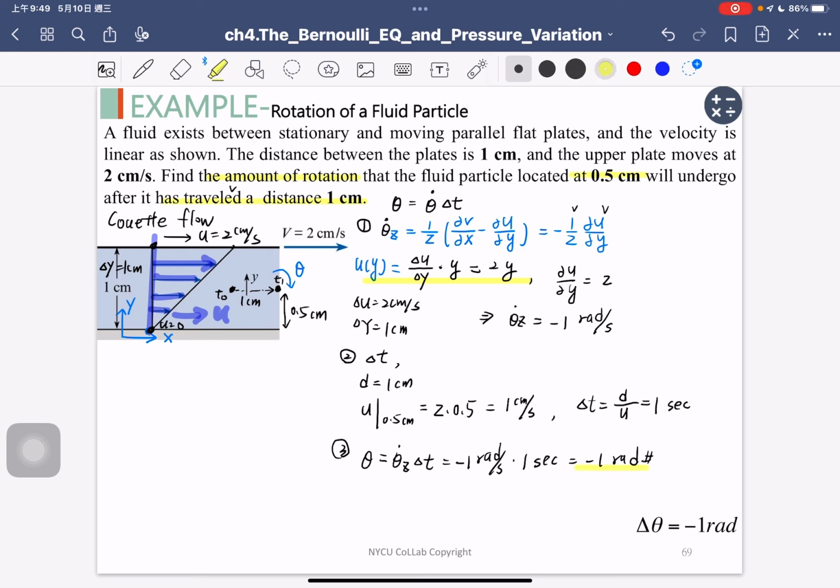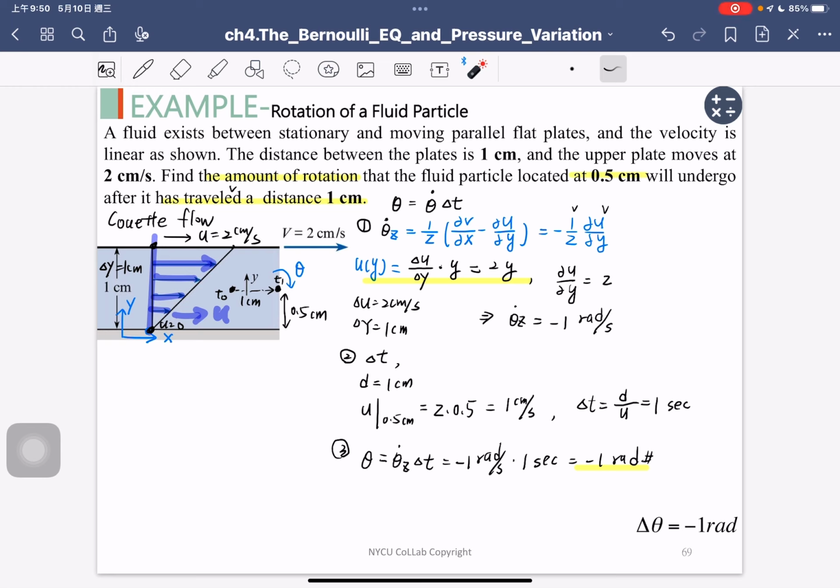At the location of 0.5 centimeters, when the travel distance is 1 centimeter, the fluid particle will rotate minus 1 radian. So do you know the reason there is a minus? Because the rotation angle is clockwise, right? By your right hand, clockwise is a negative rotation angle.